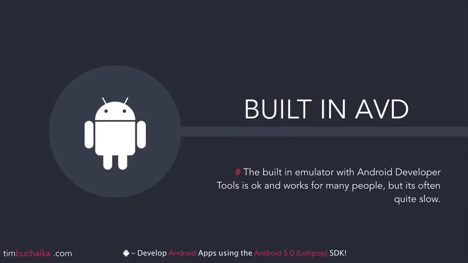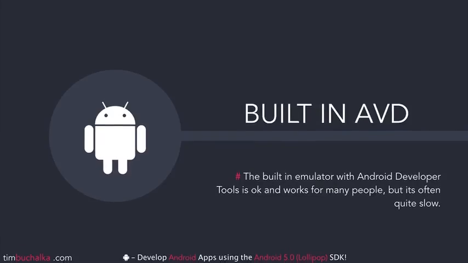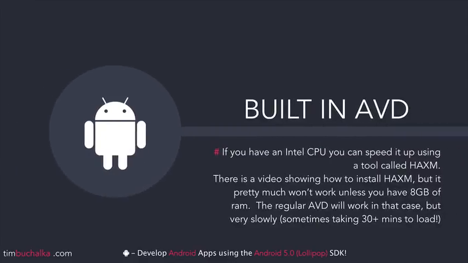Firstly, the built-in AVD, Android Virtual Device. Now this one works okay and does work for many people, but it's often quite slow. Additionally, if you've got an Intel CPU on your computer, you can speed up the Android Virtual Device by using a tool, a download called Haxm.